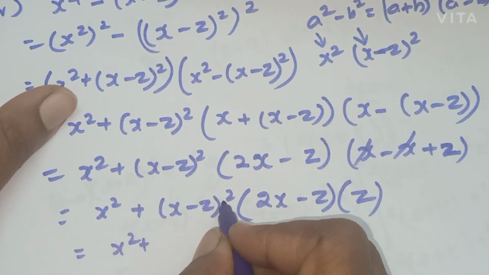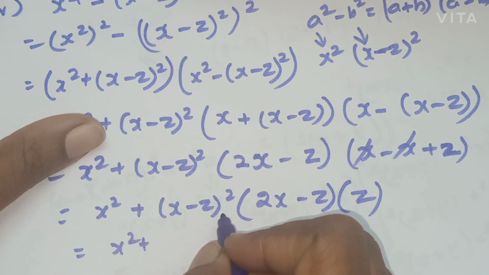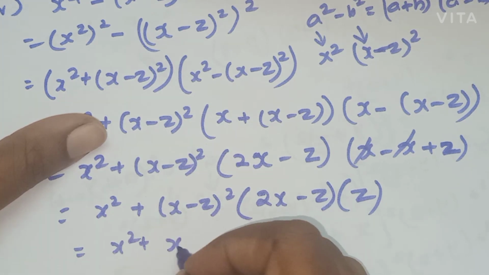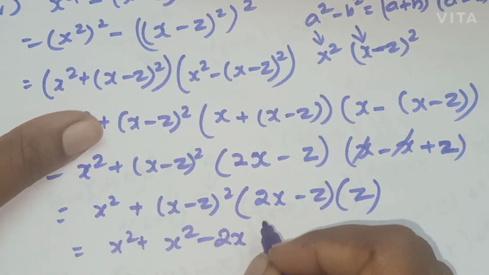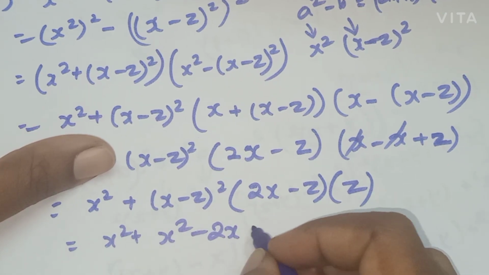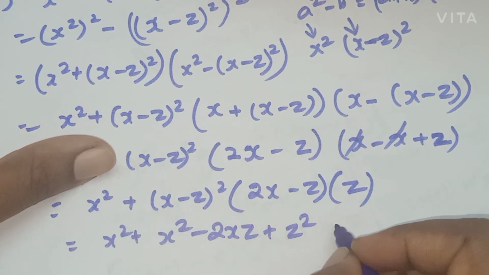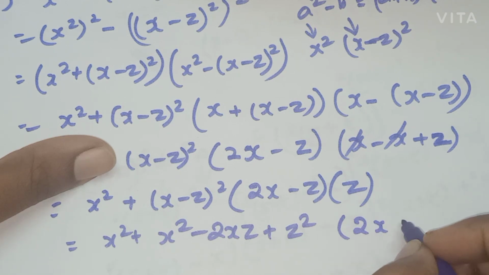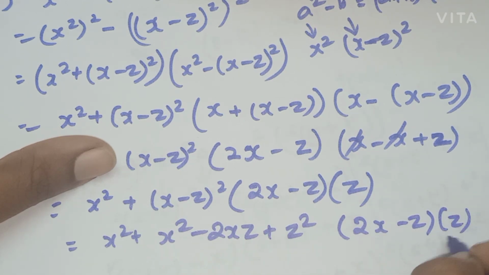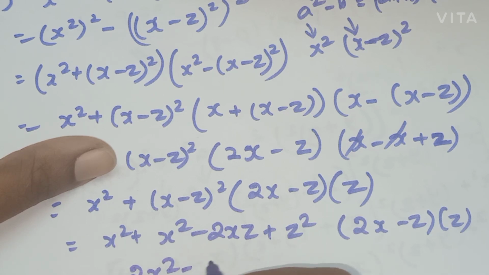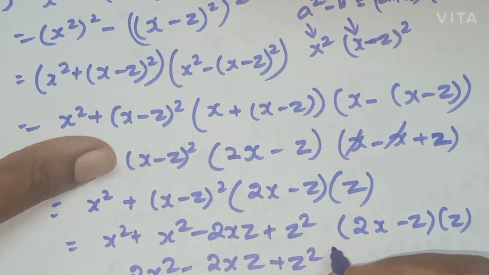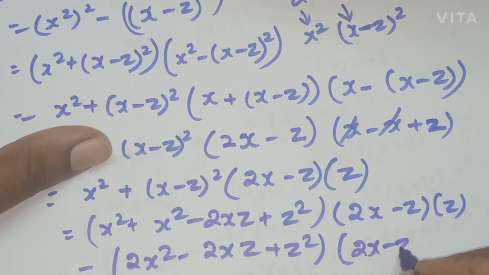Now this is of the form (a minus b) the whole square. So (a minus b) the whole square will be a square minus 2ab plus b square. So (x square minus 2xz plus z square) into (2x minus z) into z. So x square plus x square gives us 2x square. So (2x square minus 2xz plus z square) into (2x minus z) into z to be the answer.